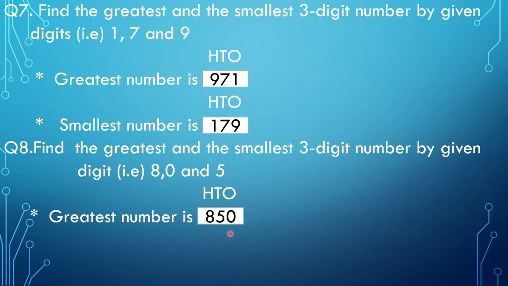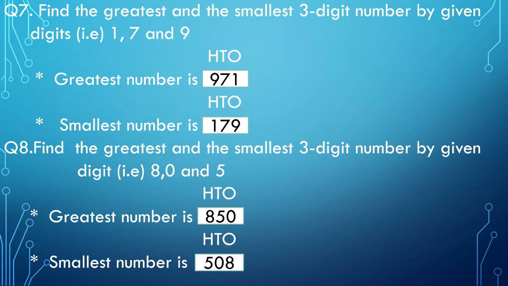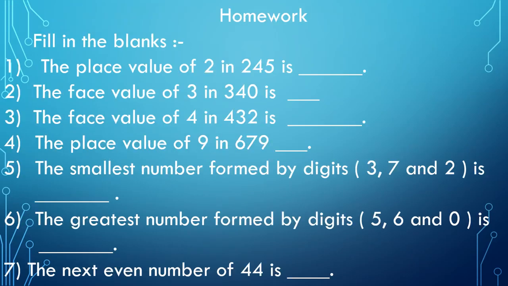But to write the smallest number, the smallest digit among these is 0. But we cannot start from 0 because if we start from 0 then our number becomes a 2-digit number. So first we will write 5, then 0 and then the greatest digit, that is 8. The smallest number is 508. Understood?